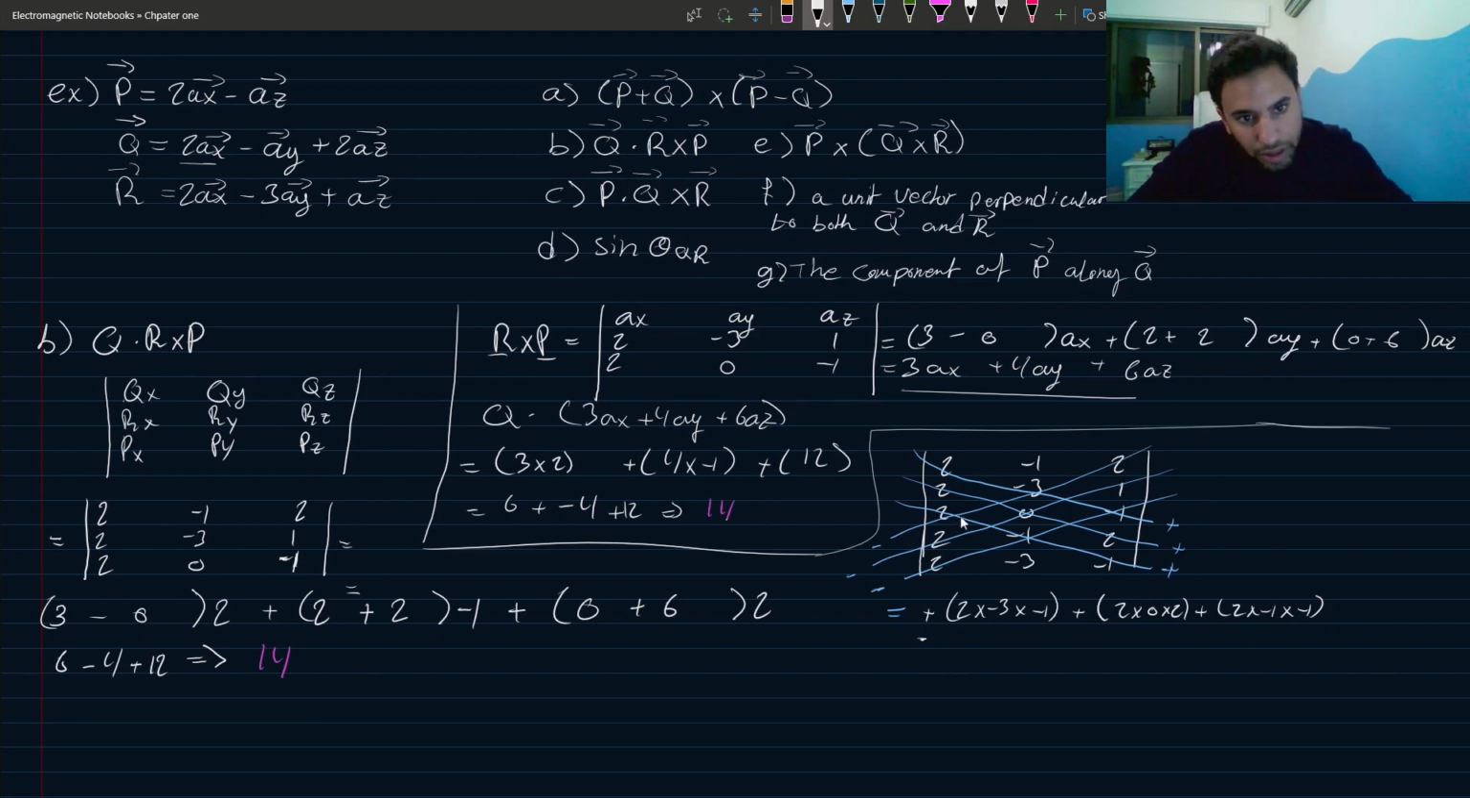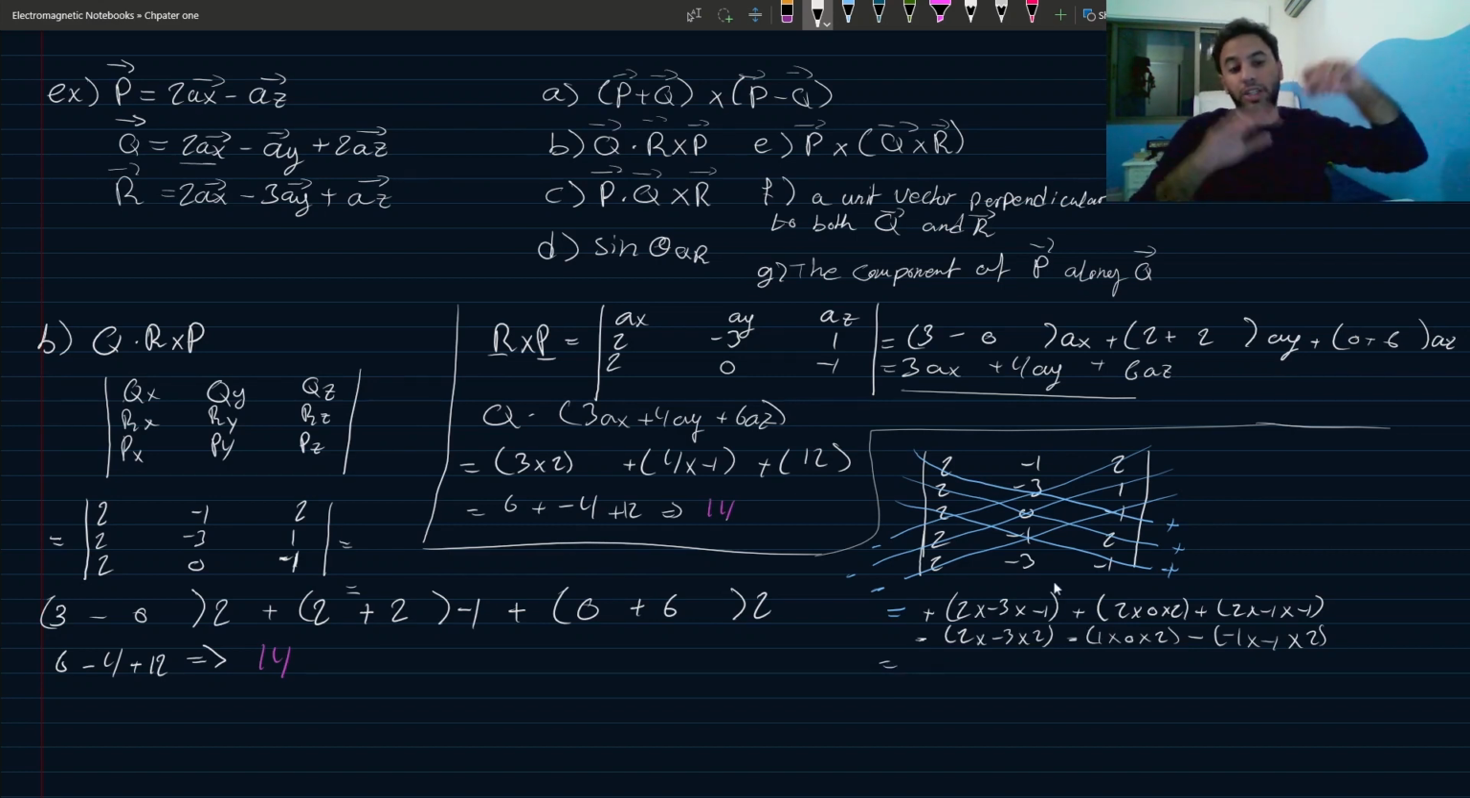Minus, now we move on to the next line, minus, see I drew here a negative sign, 2, minus 3 and 2, so 2 times minus 3 times 2, minus 1 times 0 times 2, sorry, minus 1 minus 1 times 2, so minus 1 times minus 1 times 2, and then you multiply and add them together and you will get the same answer.